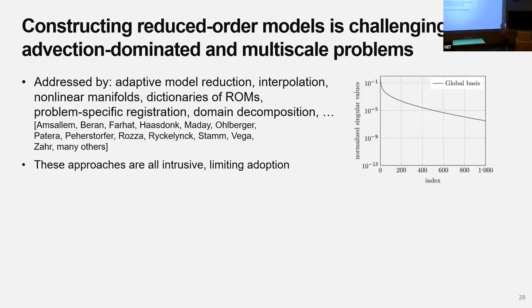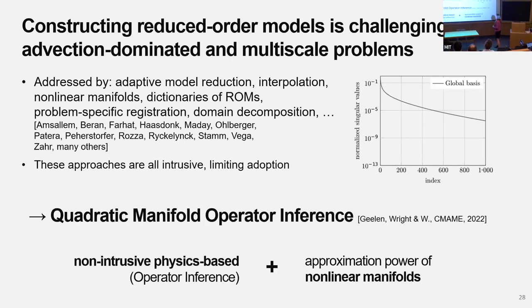There has been a whole body of work over the last one to two decades and different methods: adaptive model reduction, interpolation methods, nonlinear manifolds, dictionaries, various problem-specific approaches. Many people are working, and a lot of advancements have been shown to break some of this challenge. But again, these approaches are all intrusive, and what's more, they're even more complicated than the basic stuff I talked about. And so, again, you couldn't go to Boeing or the airports and see a whole lot of these methods actually being used.